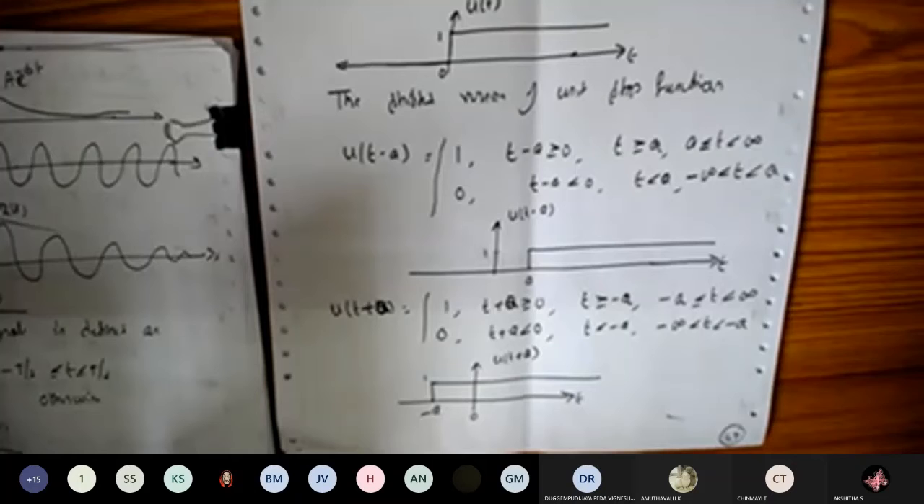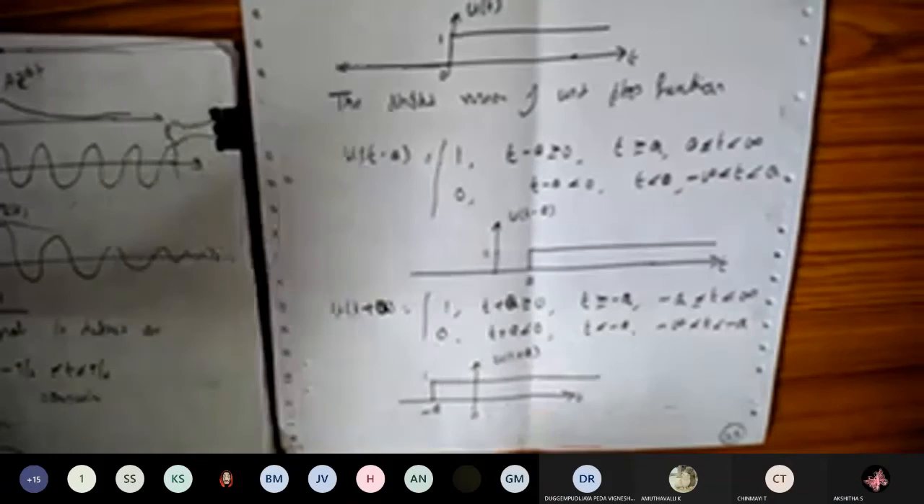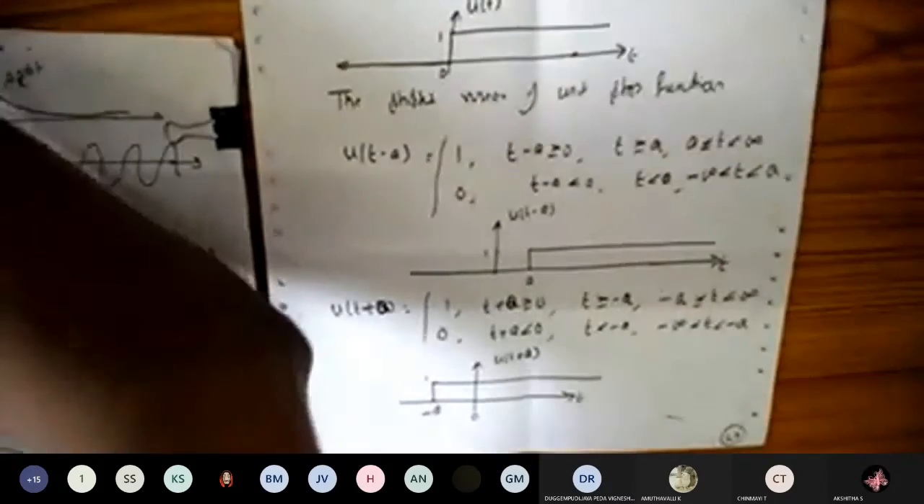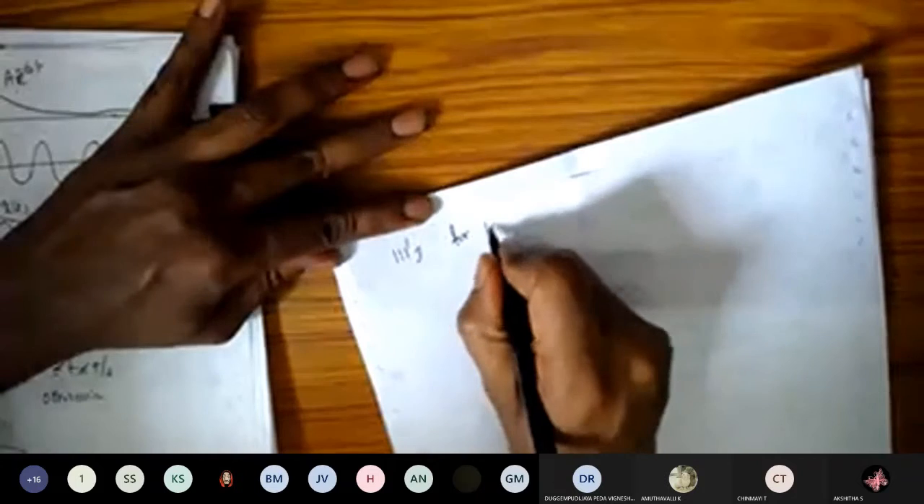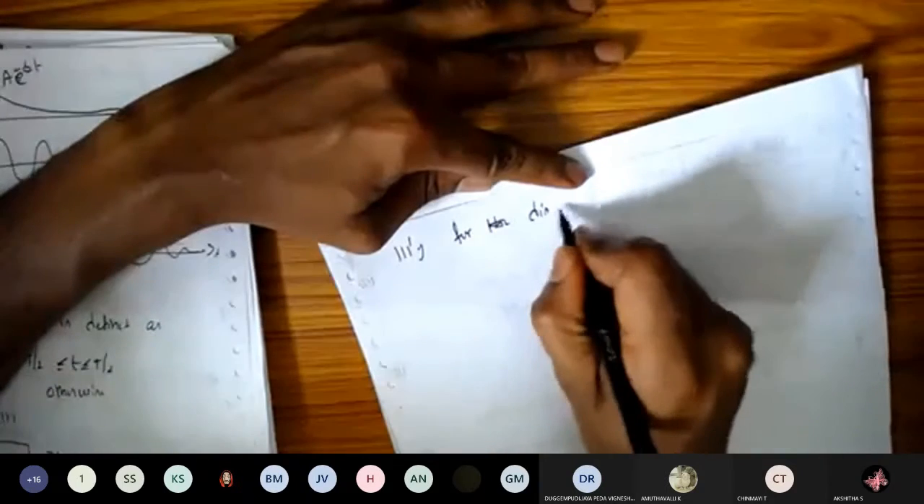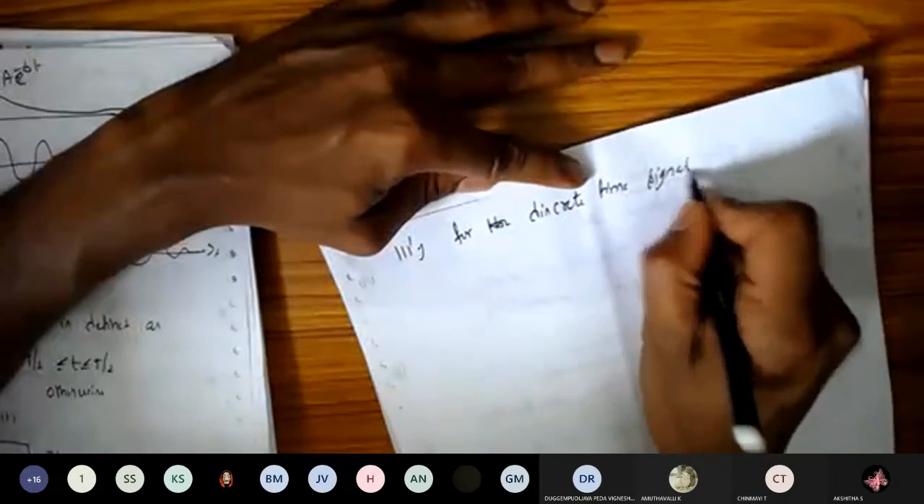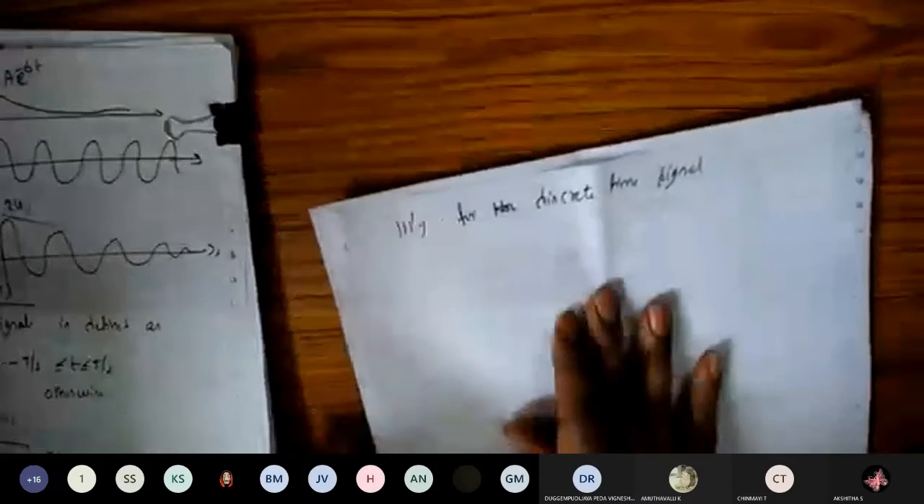Yes, sir. Okay, fine. So let us see for the discrete time signal. Okay, so you can take similarly for the discrete time signal. Similarly for the discrete time signal, so we can define like this.